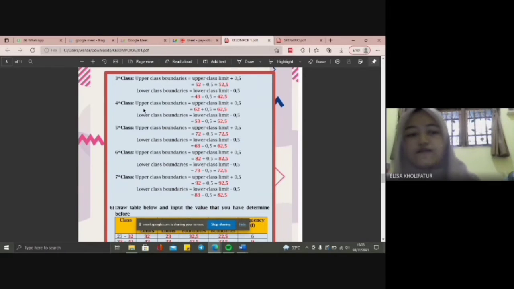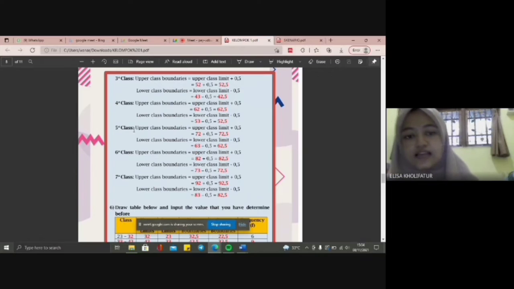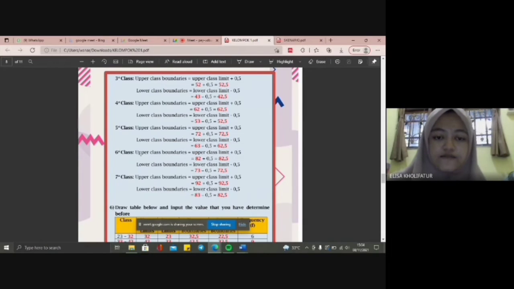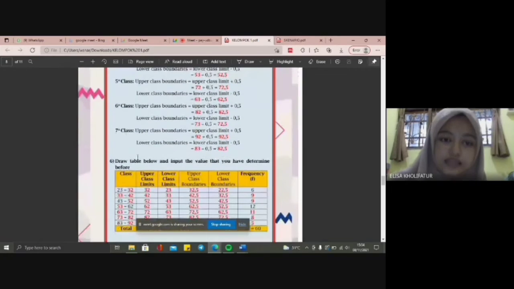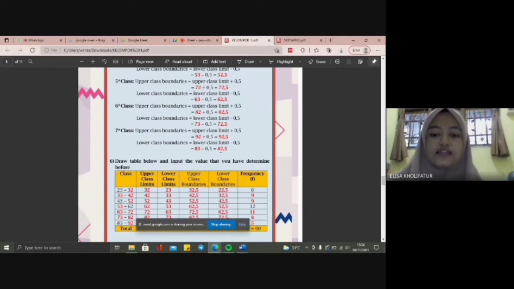Fourth class, upper class boundaries is 62.5, lower class boundaries is 52.5. For fifth class, upper class boundaries is 72.5, lower class boundaries is 62.5. The sixth class, upper class boundaries is 82.5 and lower class boundaries is 72.5. And the last class, upper class boundaries is 92.5 and lower class boundaries is 82.5.